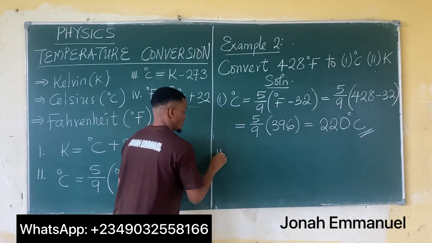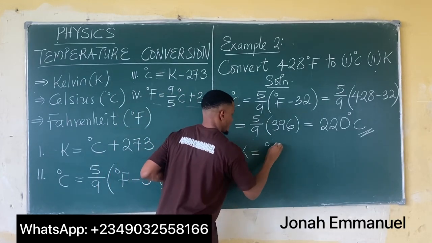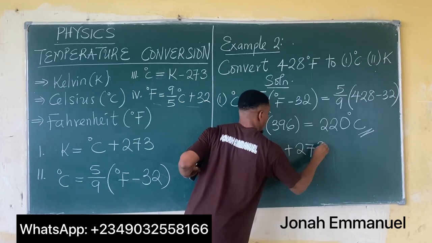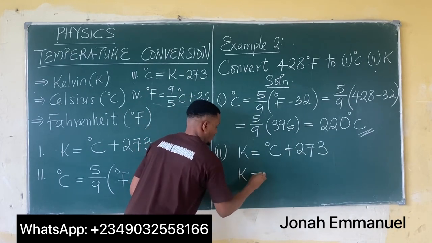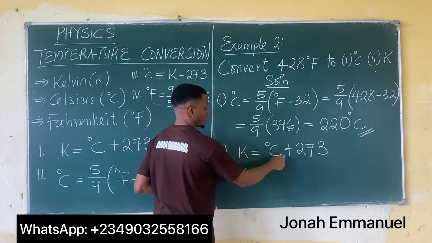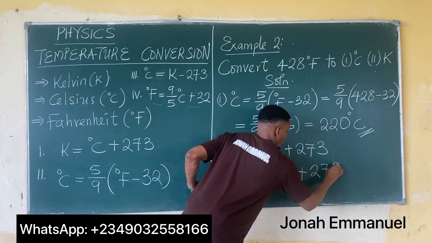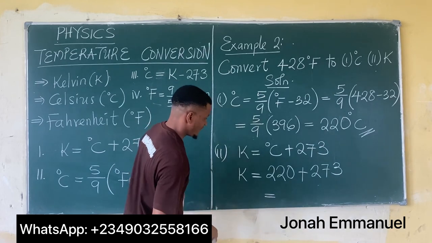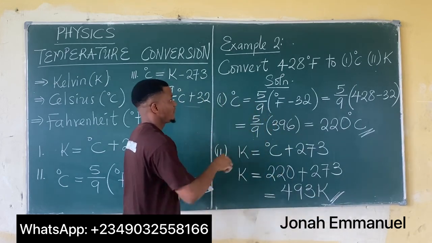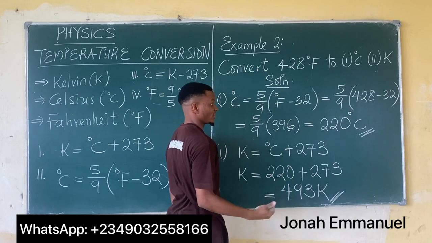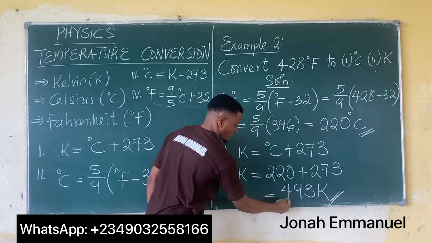Our second task is to convert to Kelvin. Kelvin, K, is equal to degrees Celsius plus 273. So I simply need to add 273 to get the Kelvin value. So Kelvin is equal to the degree Celsius value, which here is 220, plus this value here, 273. Hence, that is equal to 493 Kelvin. Hence, 428 degrees Fahrenheit in degrees Celsius is 220 degrees Celsius. This same value in terms of Kelvin becomes 493 Kelvin.